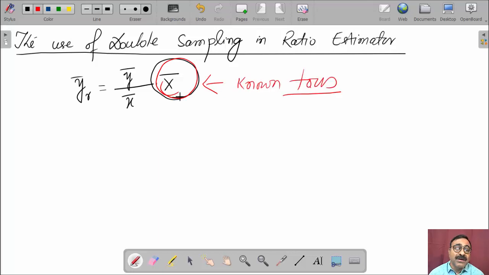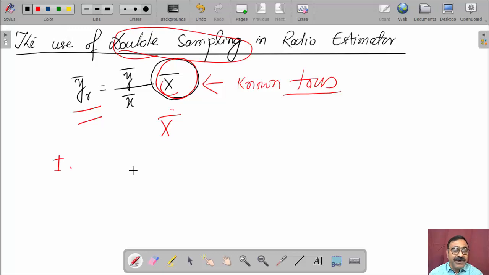But it happens that the population mean X̄ is not known, and in this case the ratio estimator for estimating the population mean cannot be used. So the usual procedure in such a situation is the use of the technique known as two-phase sampling or double sampling procedure. The technique consists of the following two phases.